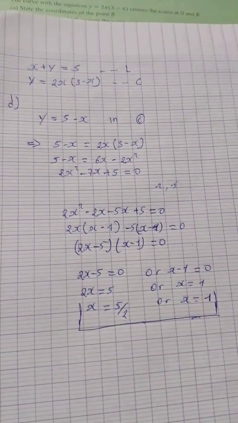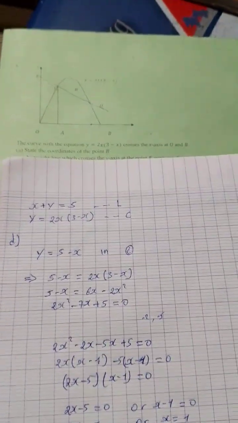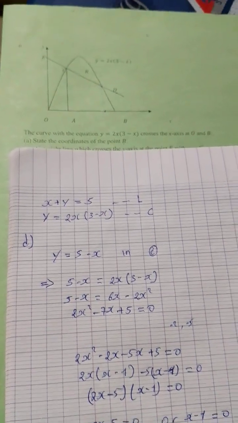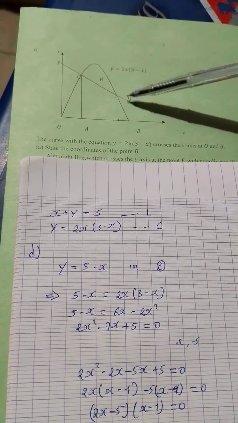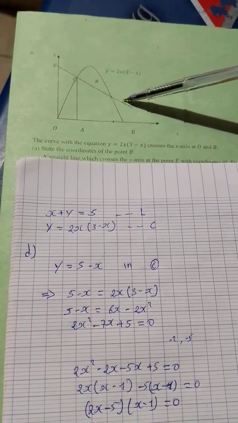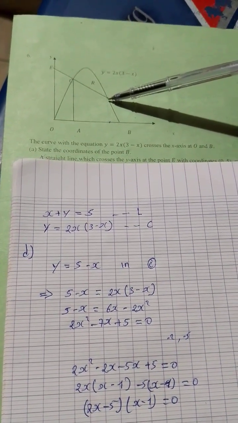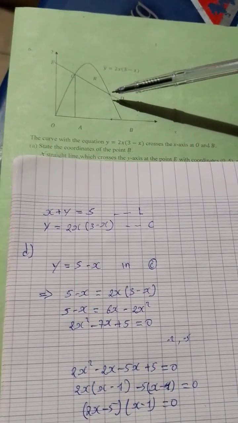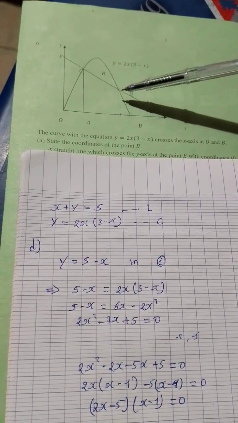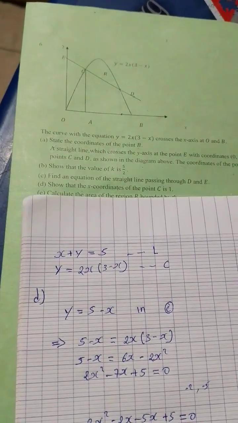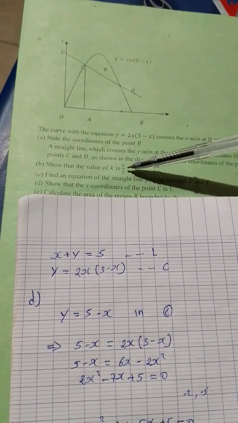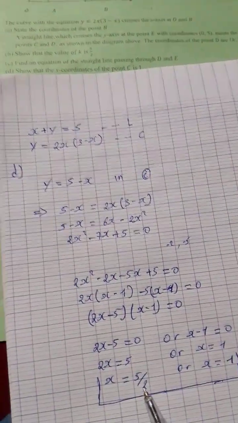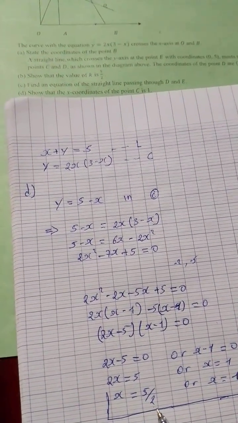Yes. So it will mean that, let us go back to our curve. It will mean that 5 on 2 is the x coordinate of the point D. And that really proves what we had in our previous answer, because I clearly remember that where we were asked to show that the value of k was 5 on 2, we solved it using another method and we still had 5 on 2.